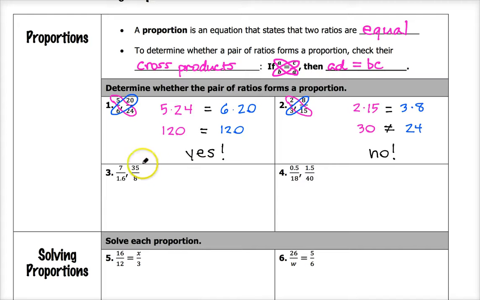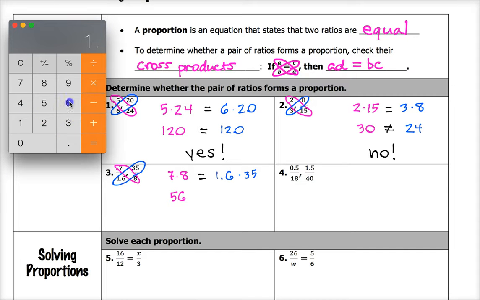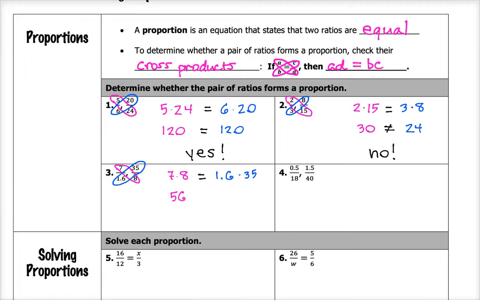Okay, number 3, 7 times 8 is one cross product, and 1.6 times 35 is the other one. So we know 7 times 8 is 56. And then I'll get my calculator for the other part. So 1.6 times 35, that's also equal to 56. So those are equal to each other, and therefore those ratios are proportional.